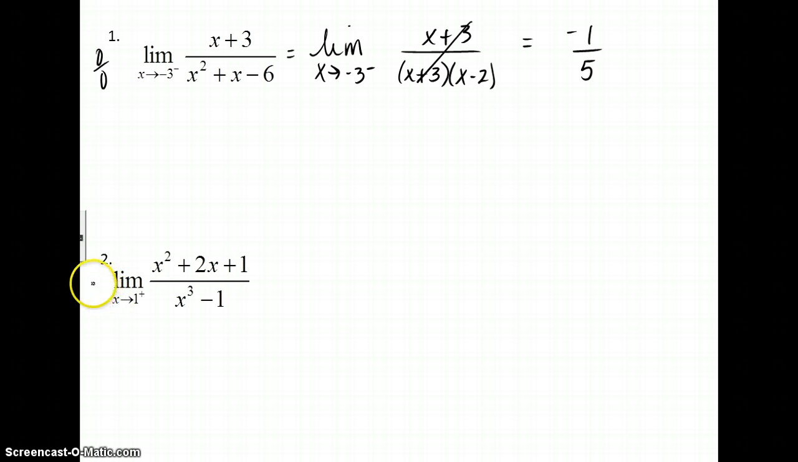On number 2, a direct substitution will give us a number over 0. Number over 0 tells us that a vertical asymptote occurs on the graph of the function at x is equal to 1. So the one-sided limits are going to be positive or negative infinity. Plugging in any value to the right of 1 will keep both the numerator and denominator positive. So the one-sided limit would be positive infinity.